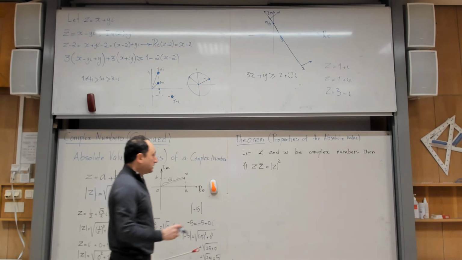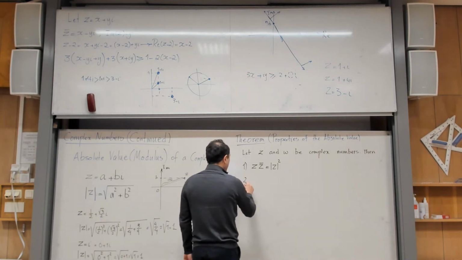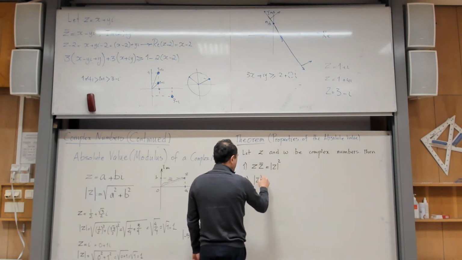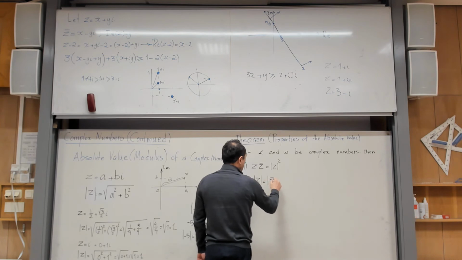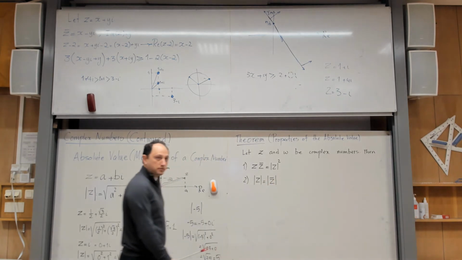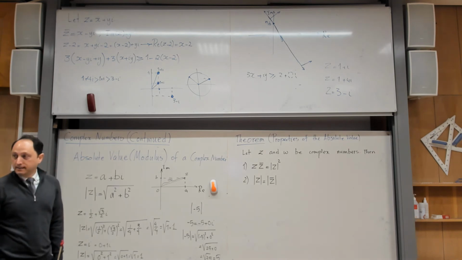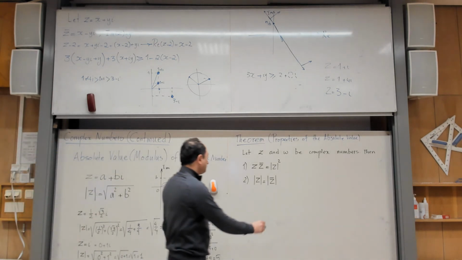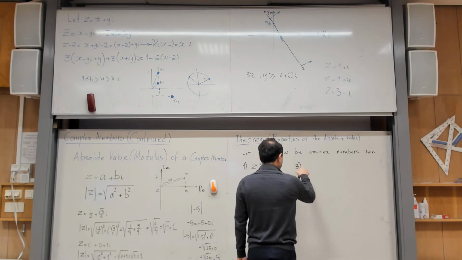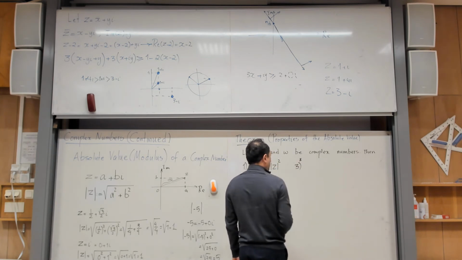So the second thing is that absolute value of z and absolute value of z bar are exactly the same numbers. So number 3, this is also important, so let me put a star here.